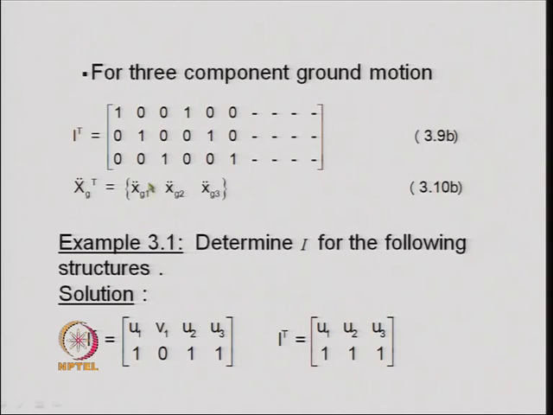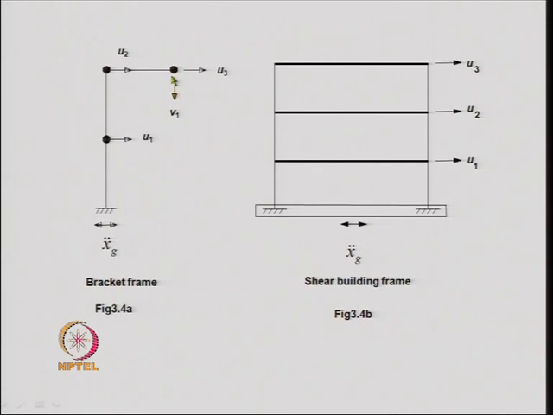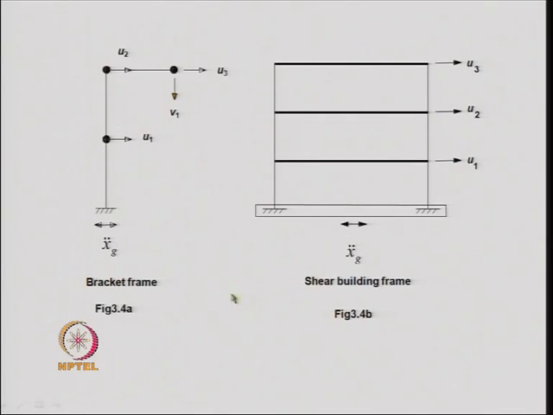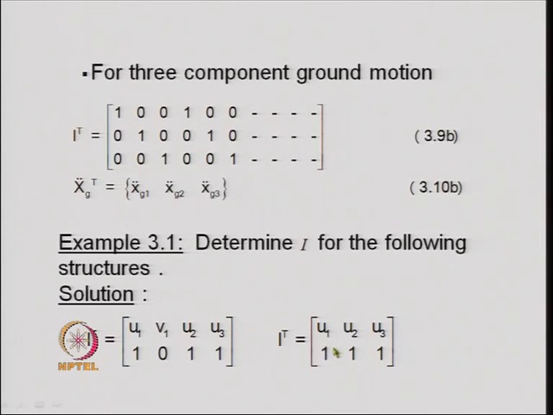So in this case, the influence coefficient vector I takes for U1 the value 1, for V1 it becomes 0, and for U2 and U3 they become 1. Since there is no ground motion acting in this direction, we have this form of the influence coefficient vector with the 0 coming into the picture. Whereas for this particular problem, the influence coefficient vector corresponding to these 3 degrees of freedom are all ones, because the entire base is moving by the same excitation, and therefore all the degrees of freedom move by the same amount, and we have the influence coefficient vector as 1, 1, 1.